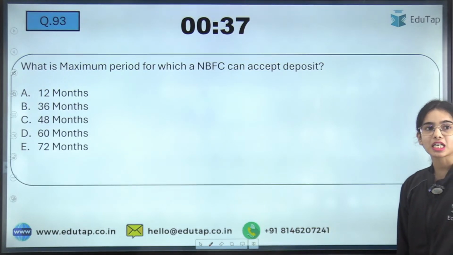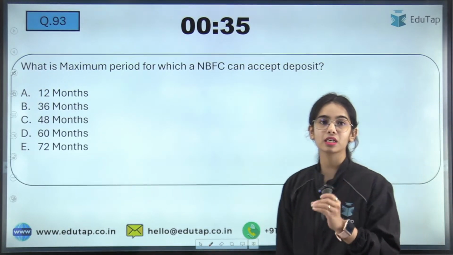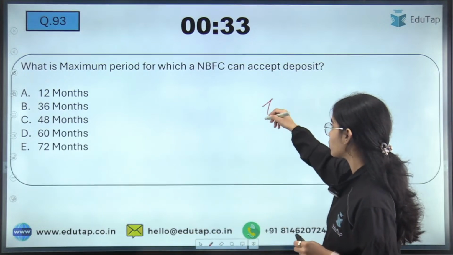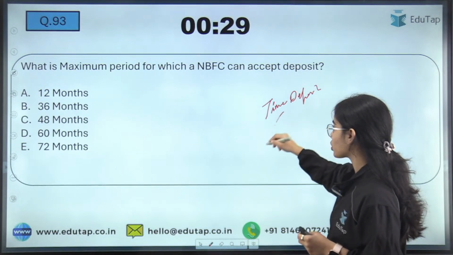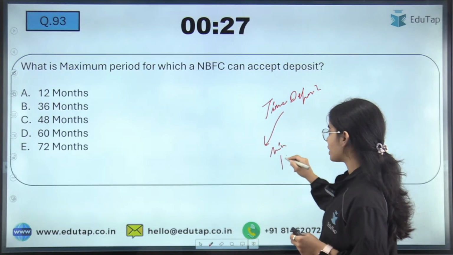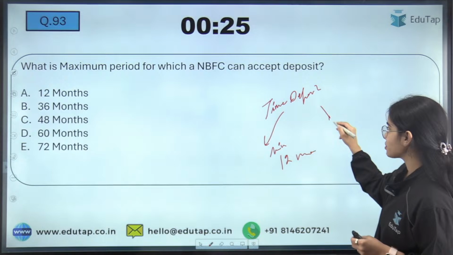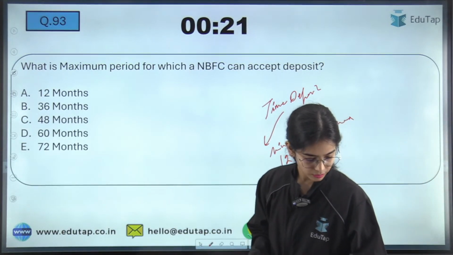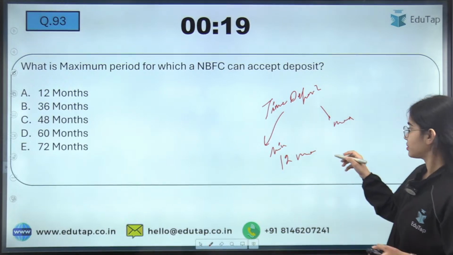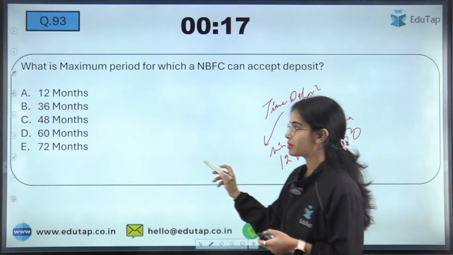Next is, what is the maximum period for which an NBFC can take a deposit? So NBFCs can only take time deposits, that is for a timeline. They can take the deposits for minimum 12 months and maximum, how many months? Maximum 60 months. Okay, maximum is 60 months.